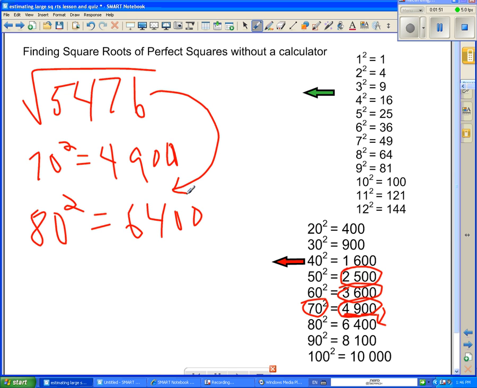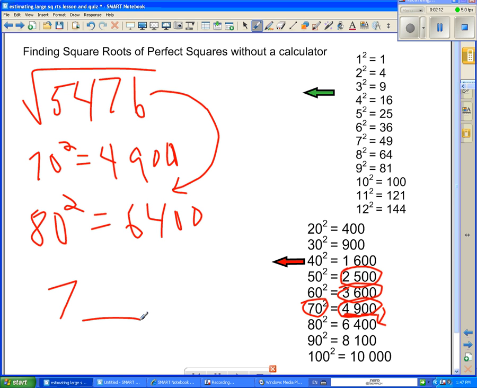So I know that the square root of 5,476 is going to be 70 something or other. It's not going to be 80 something or other because that's already too high. So now I have to decide what is going to be in the ones place value.